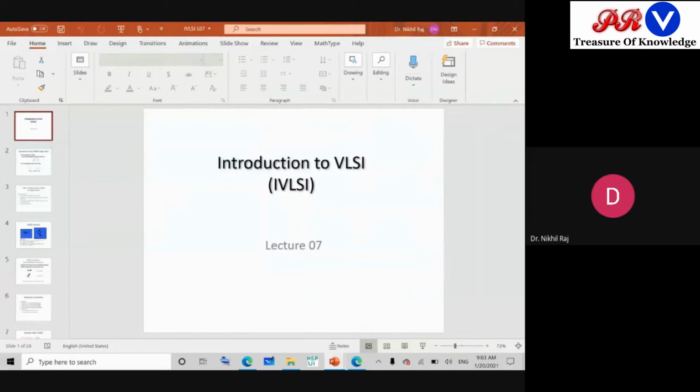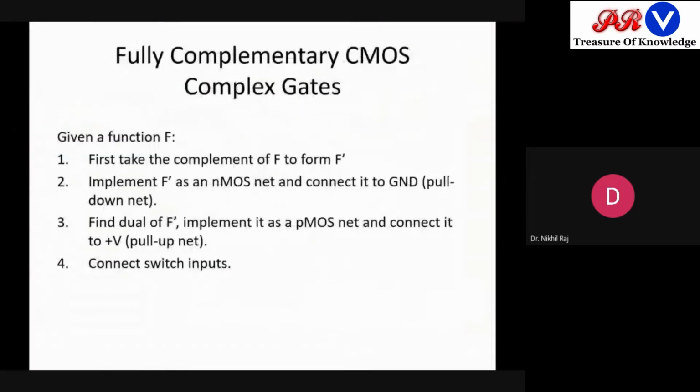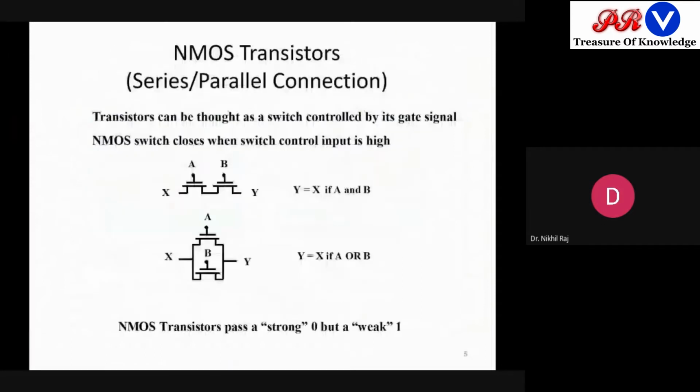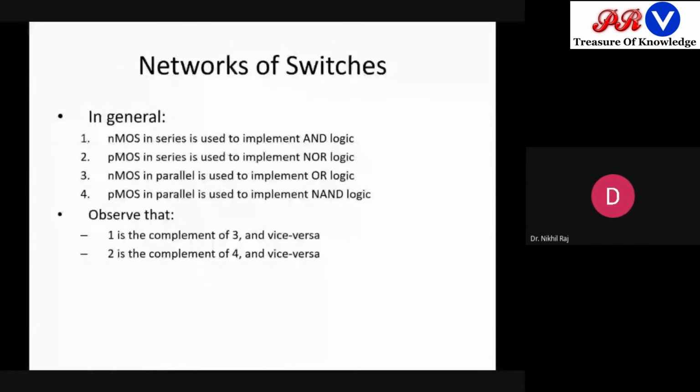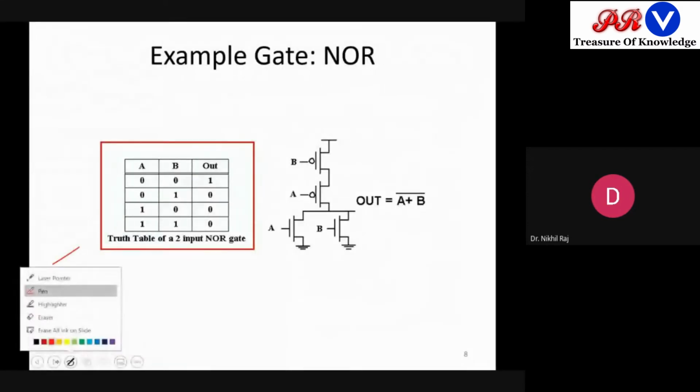So we were at the CMOS logic, and we started with how to design complex CMOS logic gates. There we have seen that when a series connection is there, it will be an AND operation. When a parallel connection is there, it is an OR operation. And based on that, we have seen how to design the basic gates.